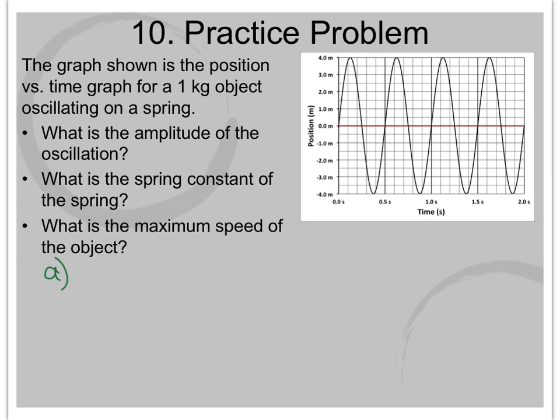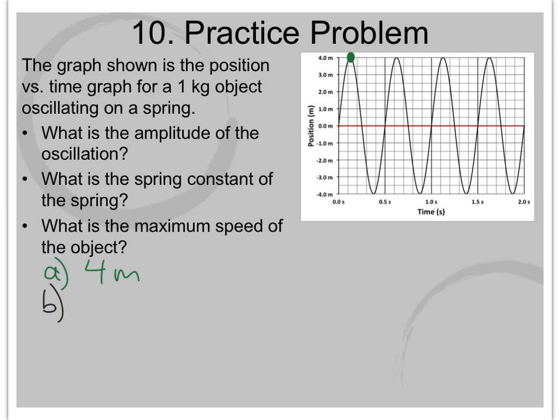All right, let's work through this practice problem here. So we have a graph shown, and we have a number of questions, and we're going to be interpreting the graph and using that to answer some of these questions. So the first is, what is the amplitude of this oscillation of this 1 kilogram object oscillating on a spring? And so we see up here, the amplitude is the maximum displacement, which we can see from the graph is just 4 meters.